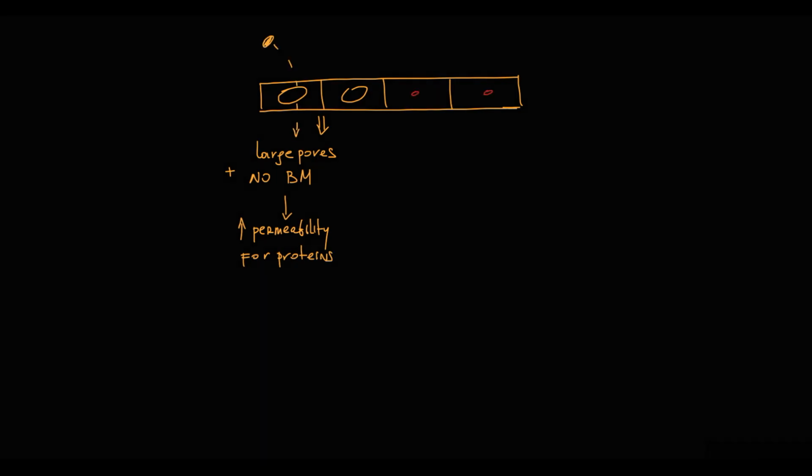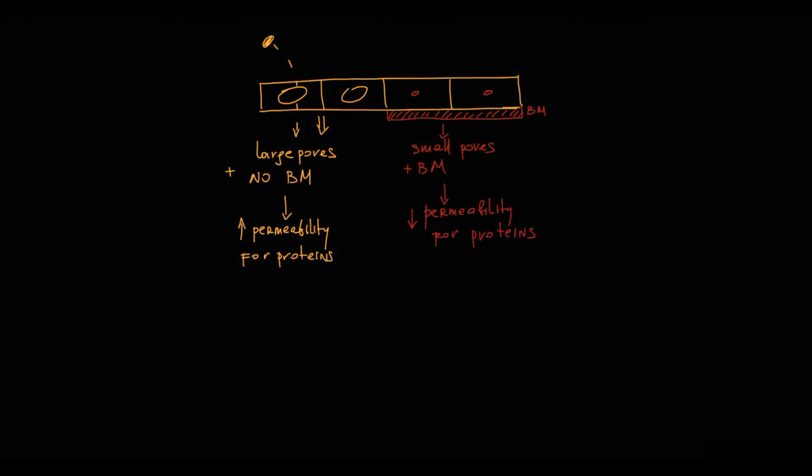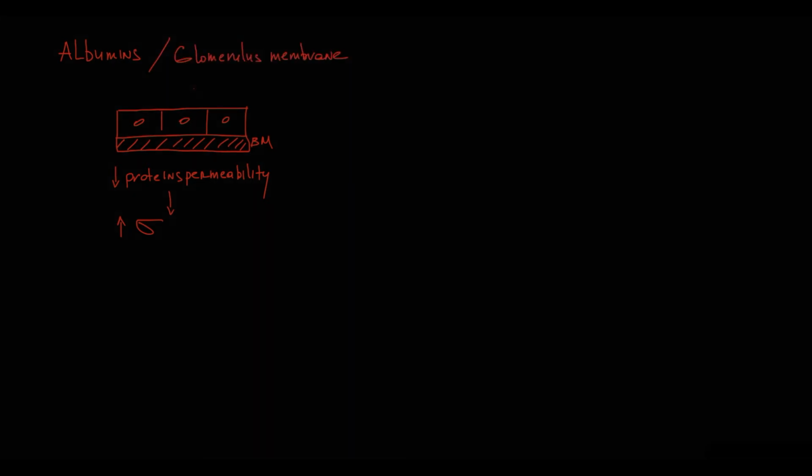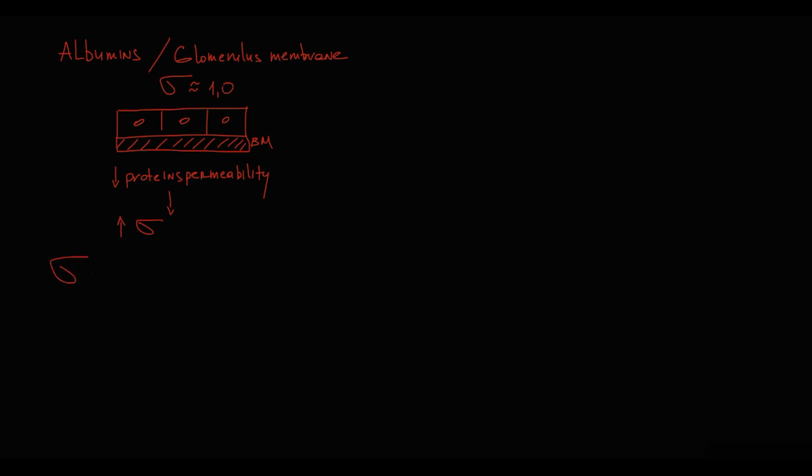And small pores and presence of a basement membrane make the filtration membrane poorly permeable for proteins. And exactly this membrane permeability for proteins is included into the equation as the protein reflection coefficient. Basically, small pores and presence of a basement membrane make the filtration membrane practically impermeable for proteins, and this characteristic of the membrane is reflected by a very high reflection coefficient. For example, albumins in relation to the glomerular membrane have a very high reflection coefficient that is close to 1.0, and 1.0 is the maximal possible value of the reflection coefficient.